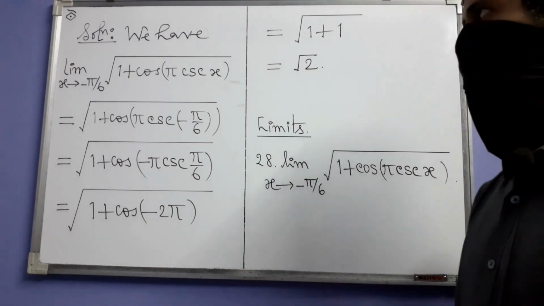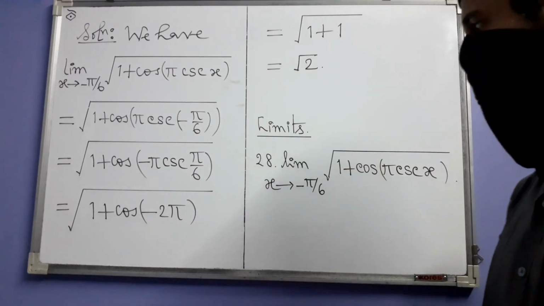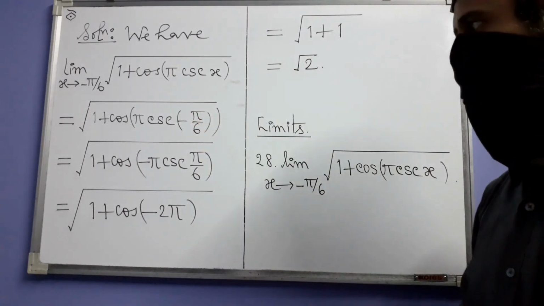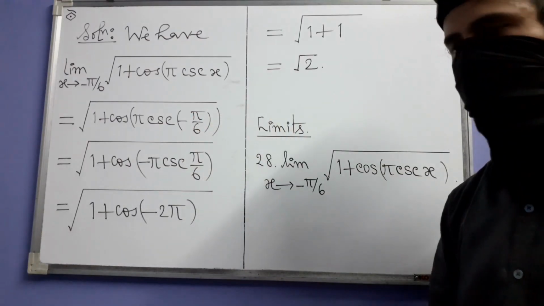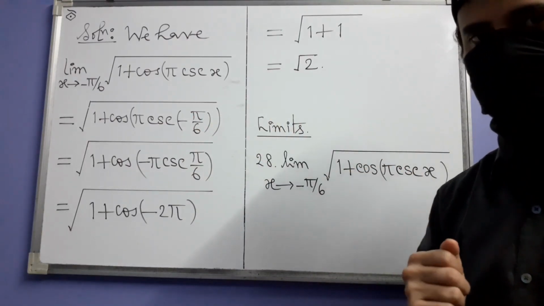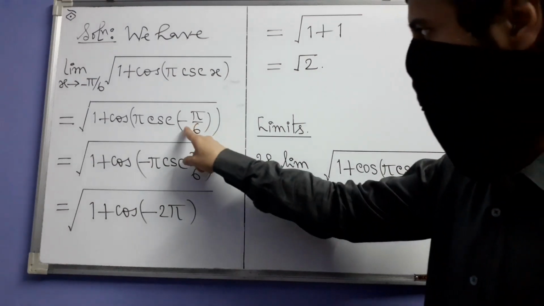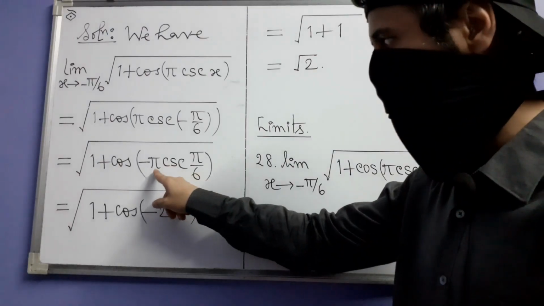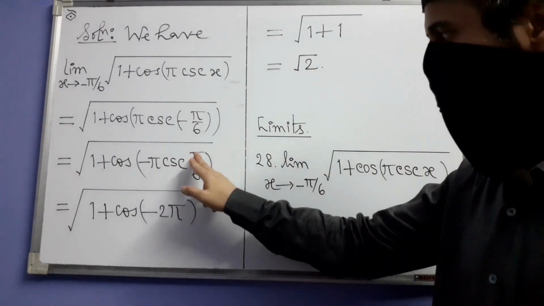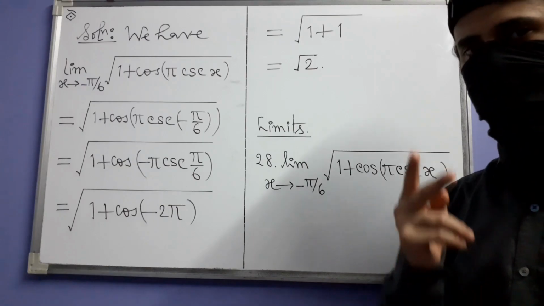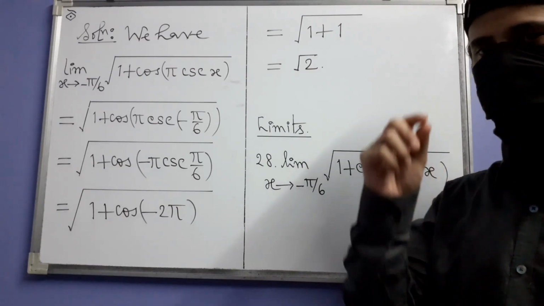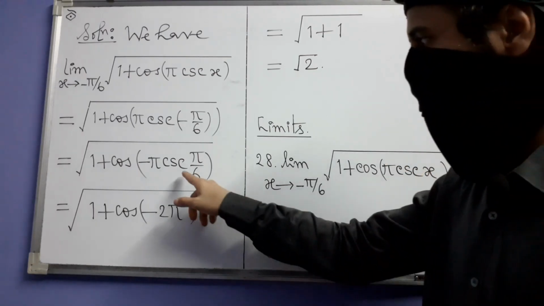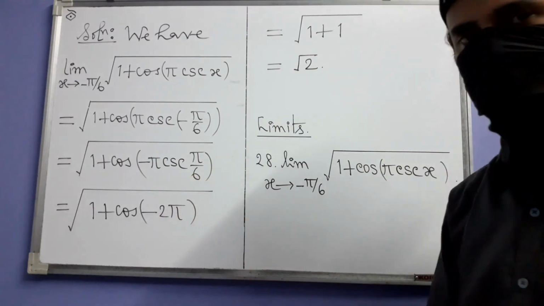Okay, so accordingly in the solution we do just that. We straight away replace x with minus pi over 6. Now the cosecant function is an odd function because it's the reciprocal of sine and sine is odd. So this minus sign goes outside the cosec function. So that way we get minus pi times cosec pi over 6. Now cosec pi over 6 is 2 because sine pi over 6 is 1 divided by 2 and cosec is the reciprocal of sine. And that is how we get minus 2 pi here.